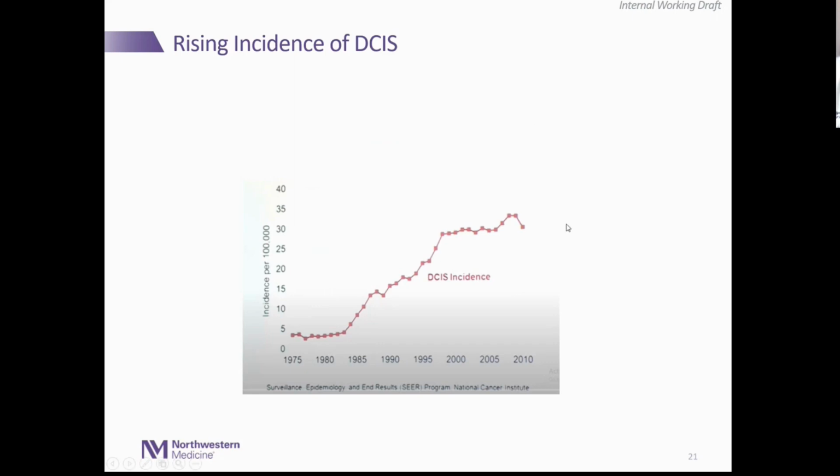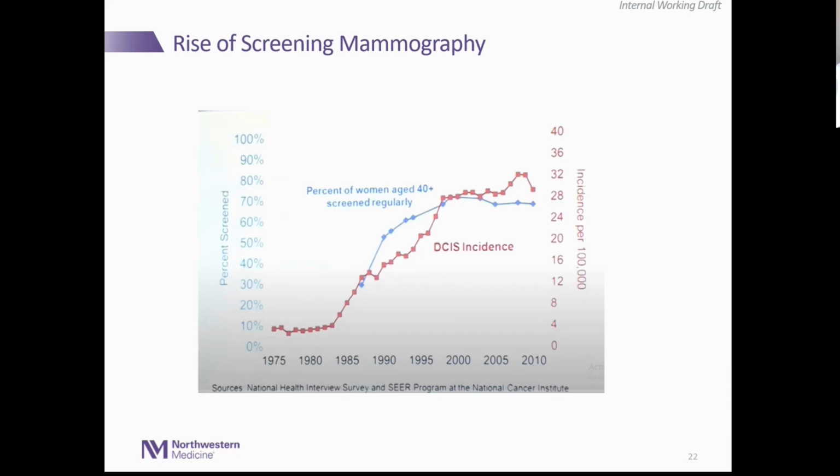So one thing that I wanted to touch on was the rising incidence of DCIS, and the reason for that, of course, is because we're finding more DCIS because we're doing more mammograms. And women are really good about getting their mammogram. So as the incidence of screening mammograms has increased, the incidence of DCIS has increased.